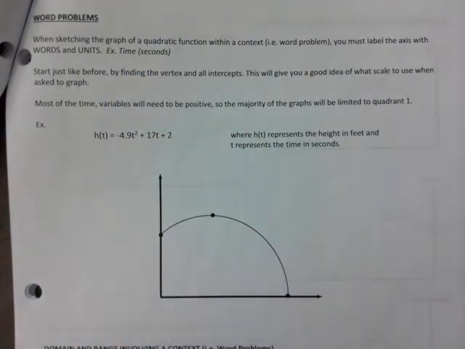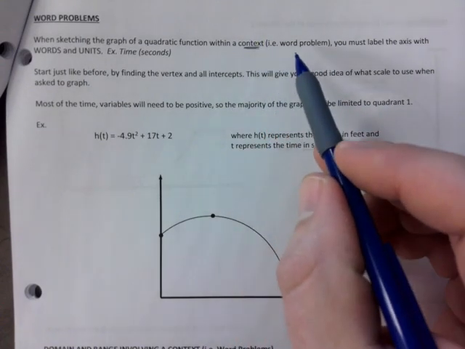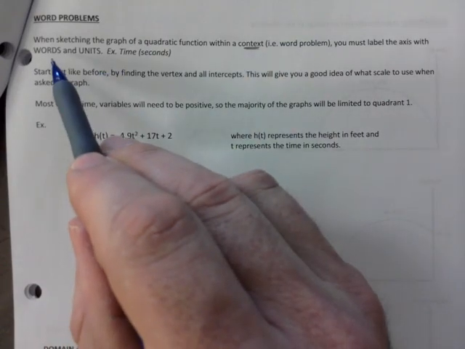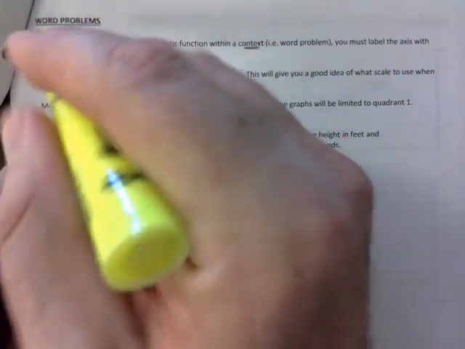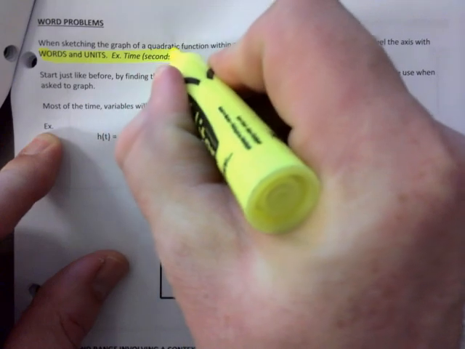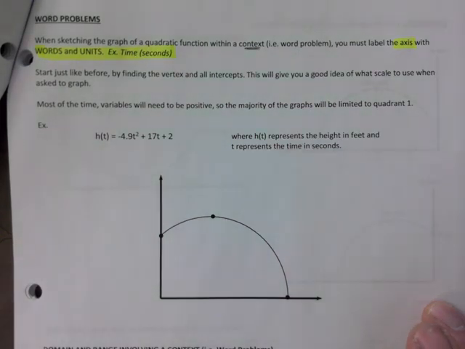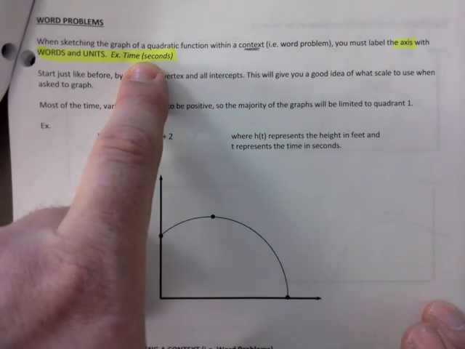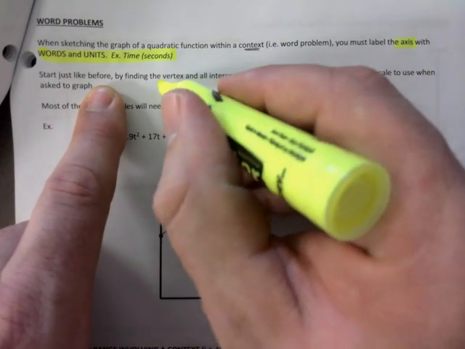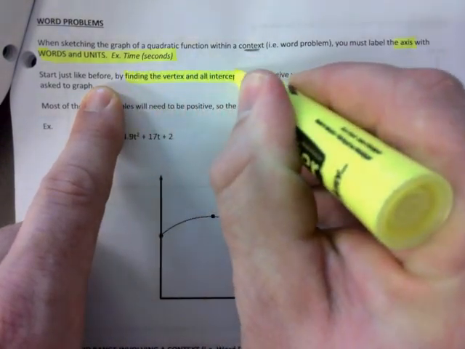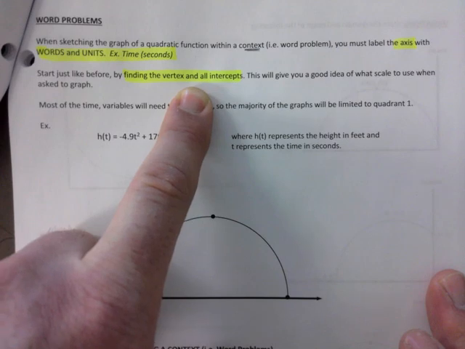So when sketching the graph of a quadratic function within a context, you must label the axes with words and units. It's very important. You want words and units along the axes. That's not just time, but time in seconds, minutes, or hours. Both need to go on the axes. Start just like before: you find the vertex and the intercepts. That's the key to making a good graph.